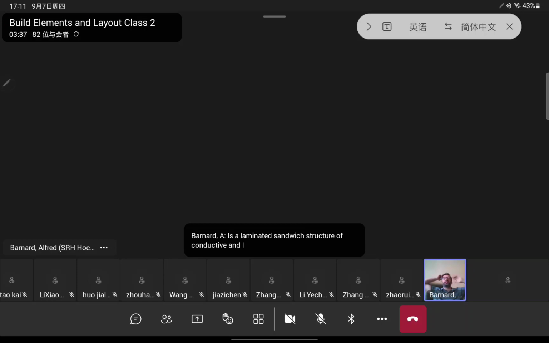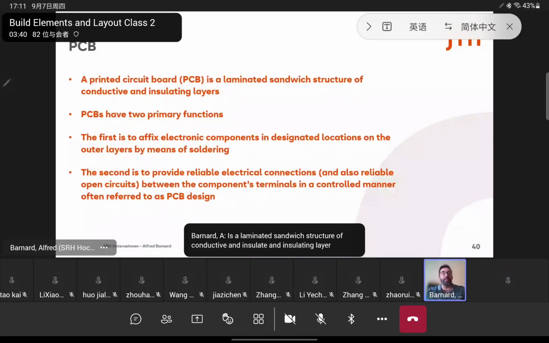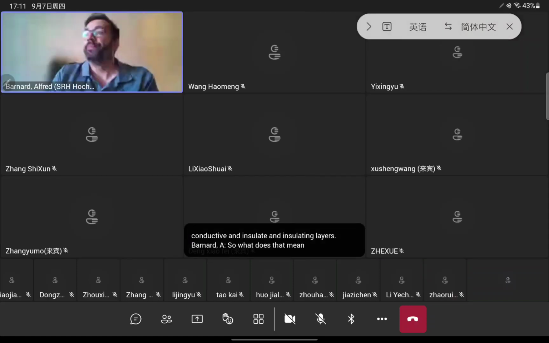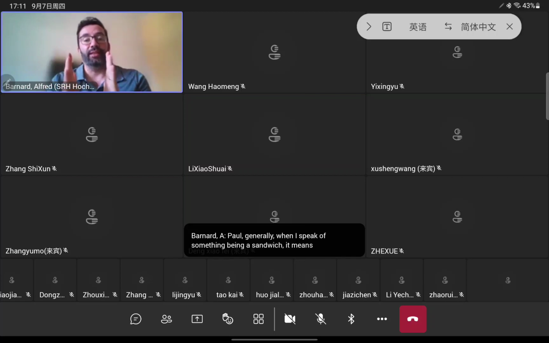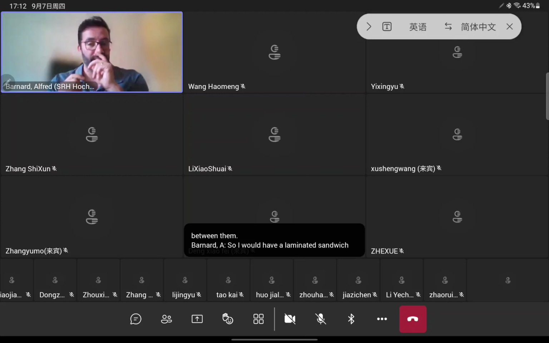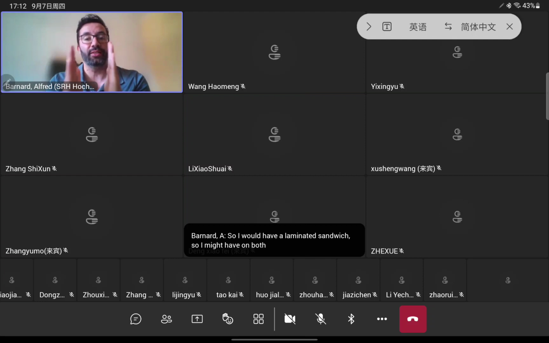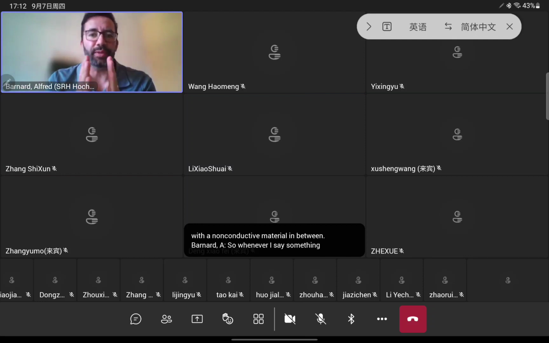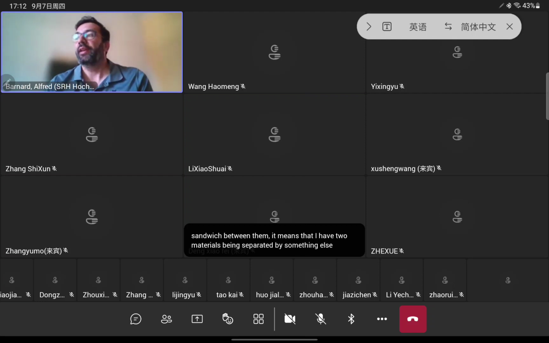Of conductive and insulating layers. So what does that mean? Well, generally, when I speak of something being a sandwich, it means that I have 2 layers of the same thing with another material between them. So I would have a laminated sandwich. I might have on both sides conductive material with a non-conductive material in between. So whenever I say something is sandwiched between them, it means that I have 2 materials being separated by something else.